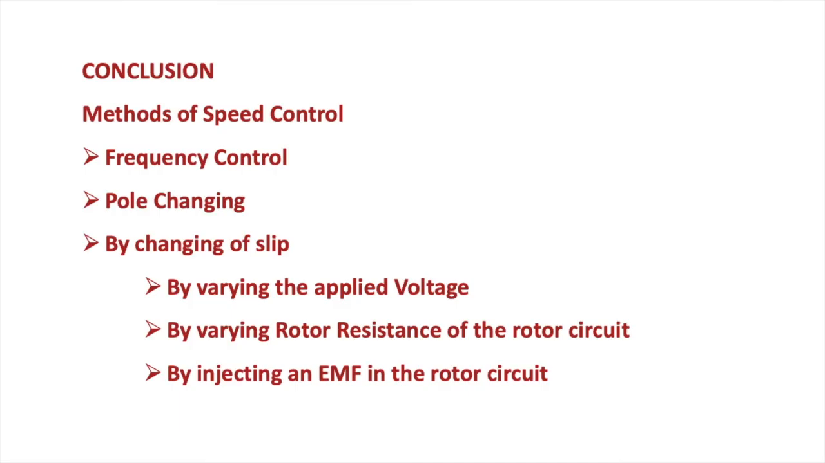The conclusion: so today we have understood the methods of speed control for a three-phase induction motor. We can achieve the speed control by changing the frequency, by changing the number of poles, by variation of the slip. The variation of the slip can be achieved by the variation of the applied voltage, by varying the rotor resistance of the rotor circuit, and by injecting an EMF in the rotor circuit.